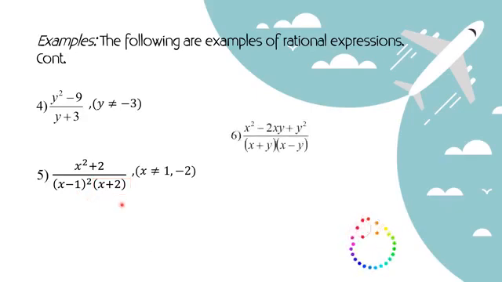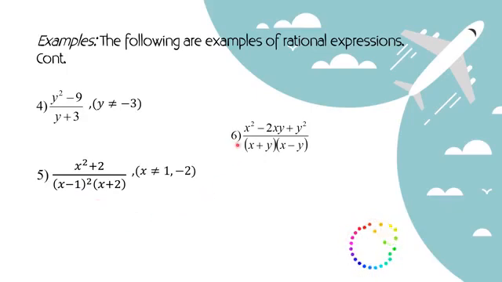Okay, so we say that this is a rational expression if and only if x is not equal to 1 and not equal to negative 2. Okay, so this is an example now of rational expression. So, dapat mayroon tayong restriction. So, nagkakaroon tayo ng restriction if you have variables in the denominator. Okay, so let's proceed with our sixth example.